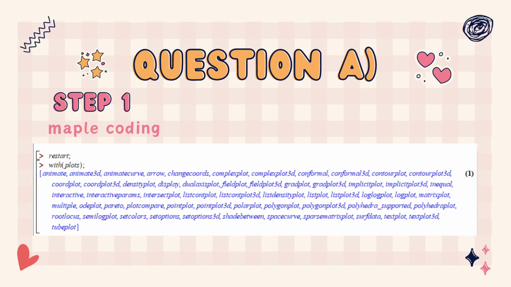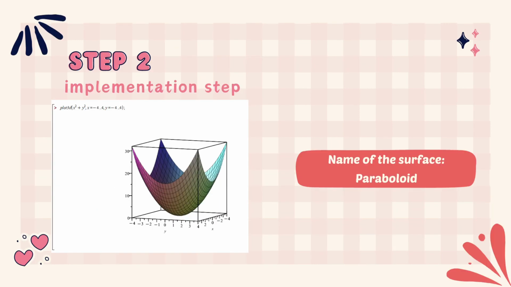For the first step, I start with Maple coding, which is I insert restart and with open bracket plots, close bracket, and get the output. The second step is the implementation step, which is I insert plot3d, open bracket, x squared plus y squared, where x equals -4 until 4, and y equals -4 until 4, and that's the output I got. The name of the surface is paraboloid.